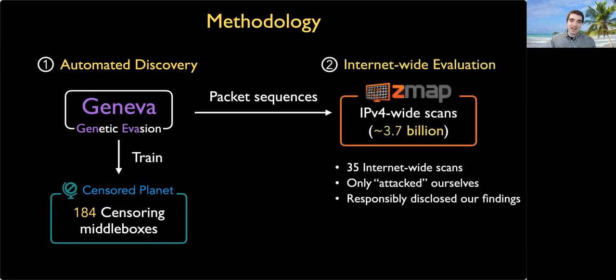Then we scanned the entire IPv4 internet, a total of 35 times, to identify just how much amplification factor we could get. It's also important to note here that we responsibly disclosed our findings. We reached out to many country-level CERTs, DDoS protection services, and Middlebox manufacturers.